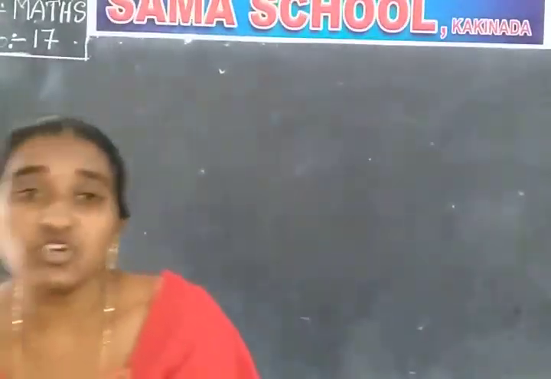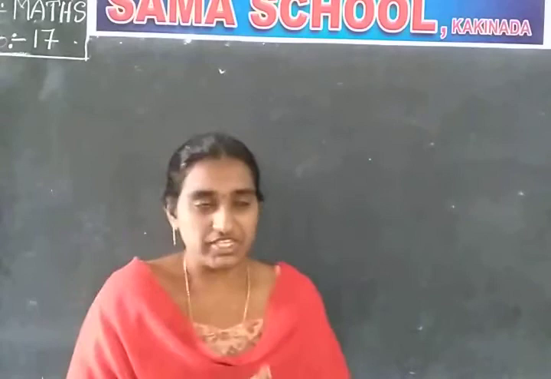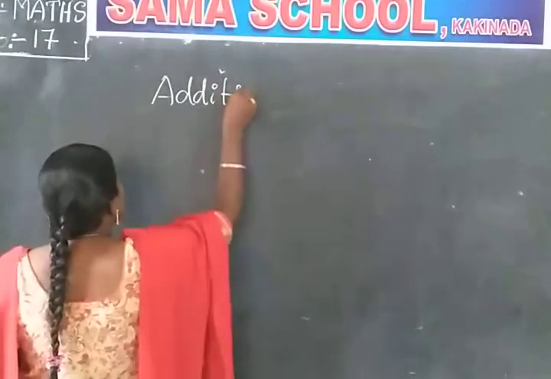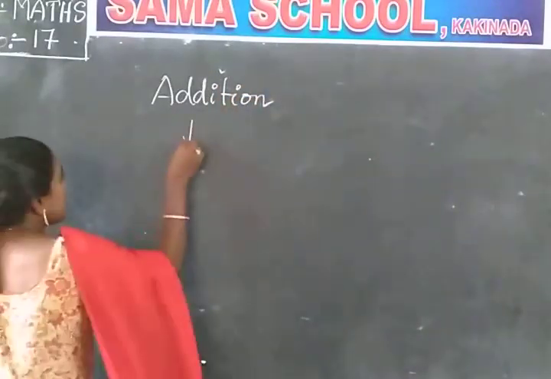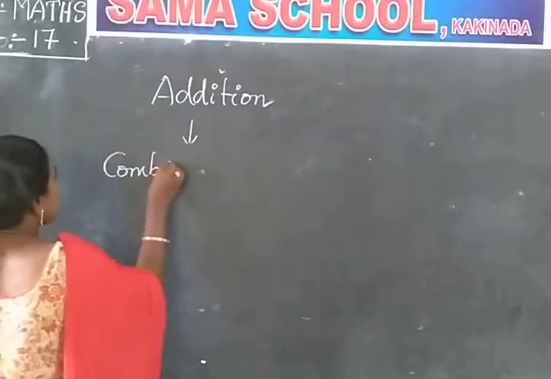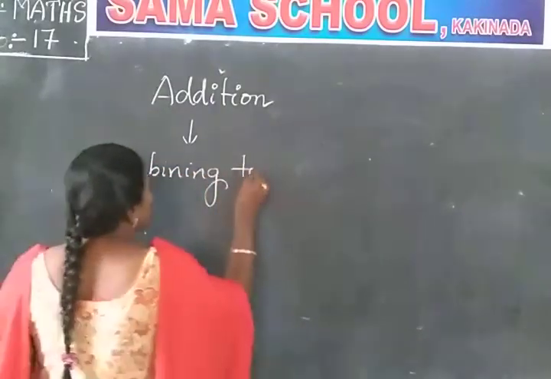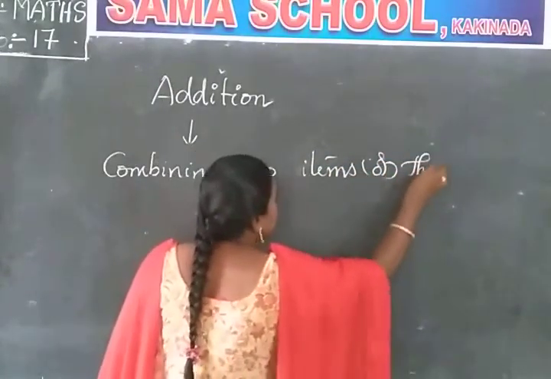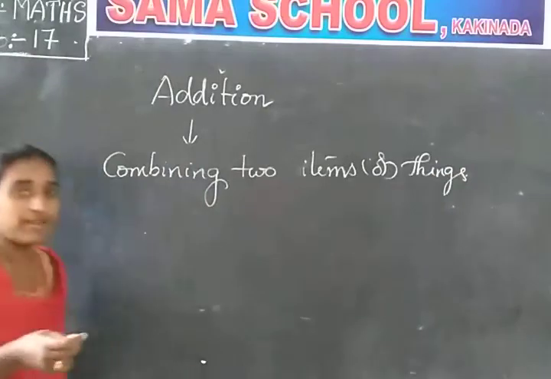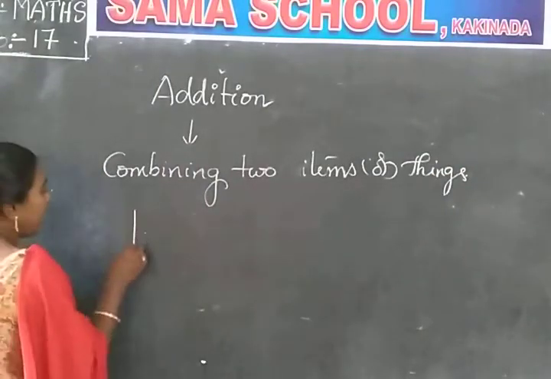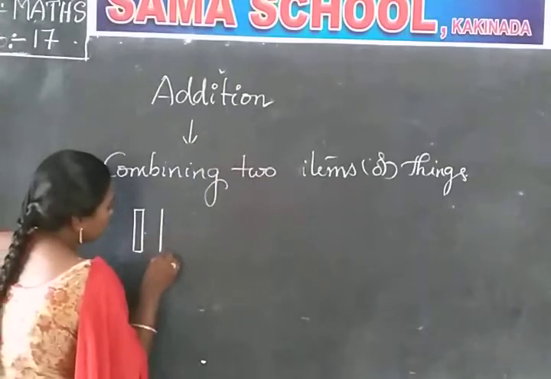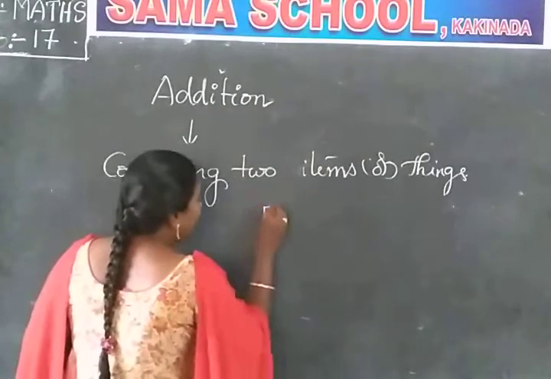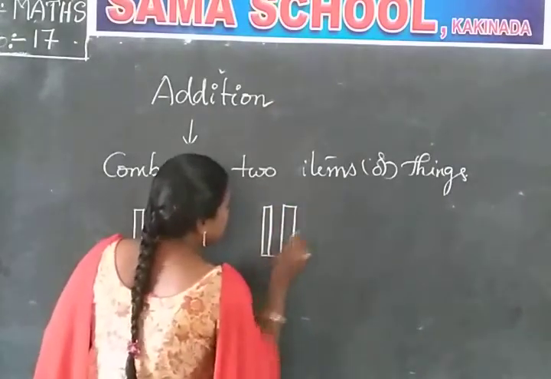Okay, children, let us know clearly about addition. See, addition means combining two items or things. Combining two items or things. For example, I have two chalk pieces in one hand, and in another hand I have three chalk pieces.